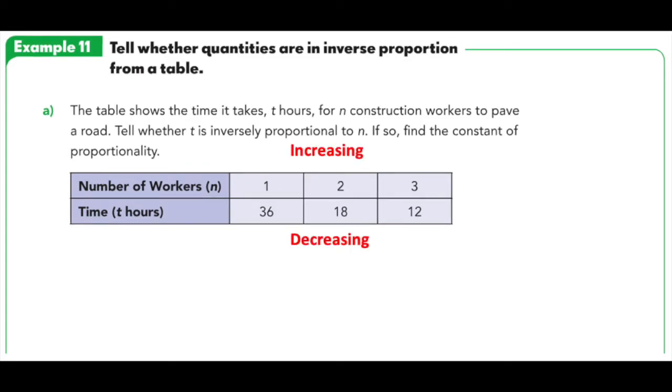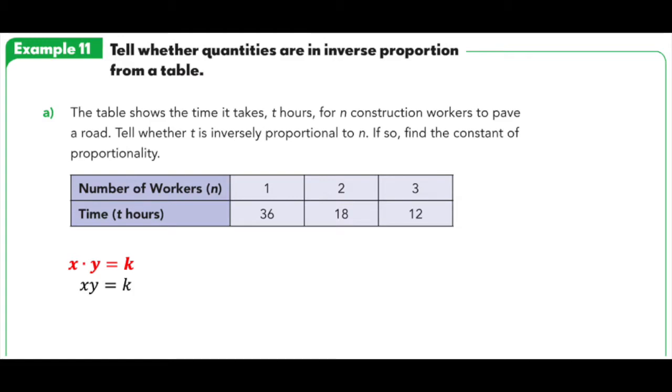By looking at the table, you can see that as the number of workers increases, the time decreases. This table shows us the time it takes construction workers to pave a road. We are trying to determine whether T is inversely proportional to N. If so, we need to identify the constant of proportionality.